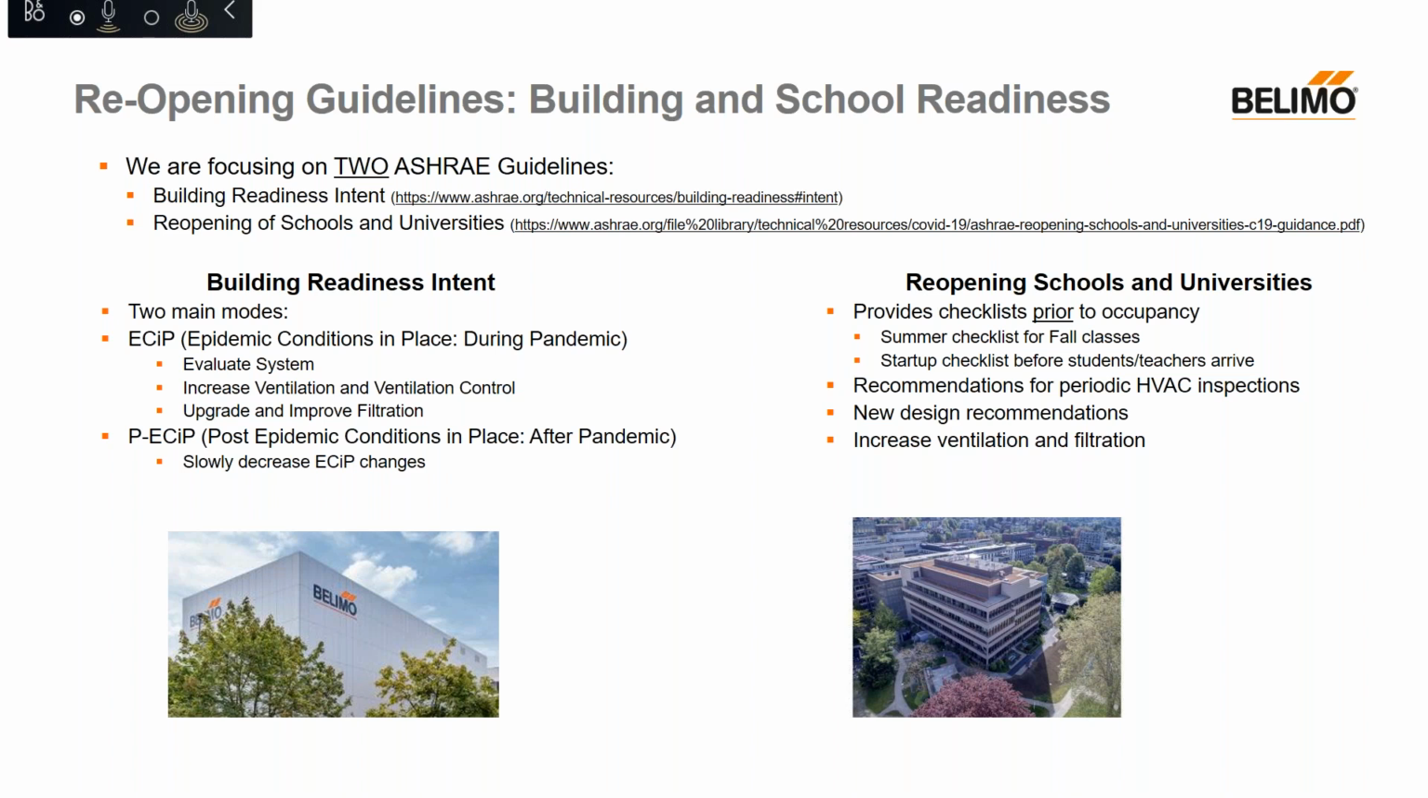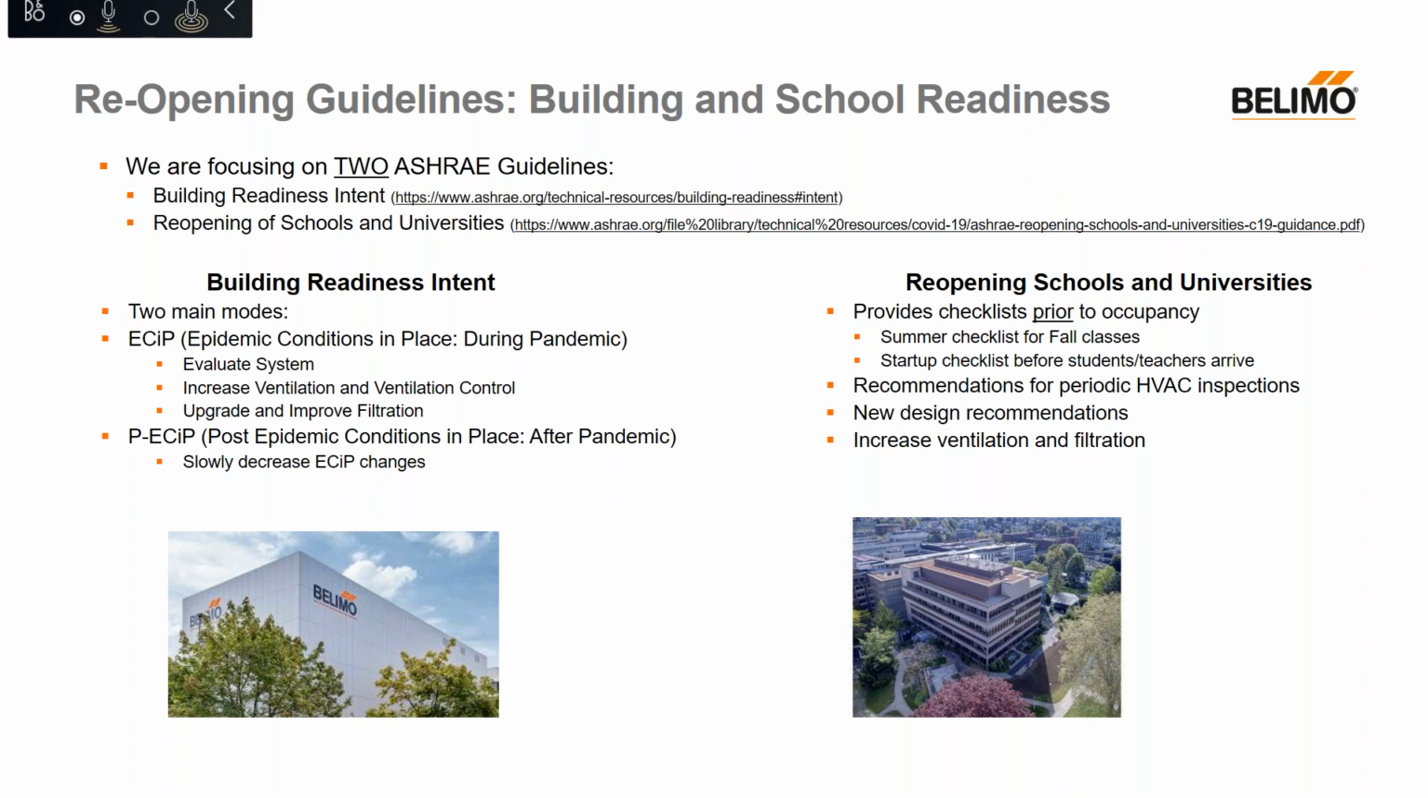So speaking on this first building readiness intent, this guideline really focuses on two major modes, I guess I can say. One mode being during a pandemic like we have today, and the second mode being after the pandemic, basically focusing on bringing building automation systems back down to a regular operation level. Again, the common themes throughout both of these guidelines are increased ventilation and increased filtration.